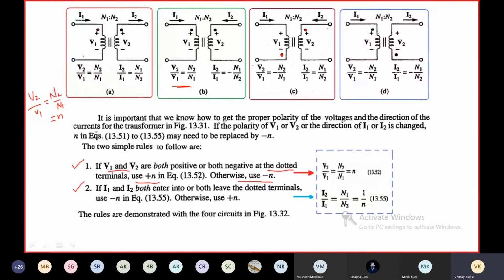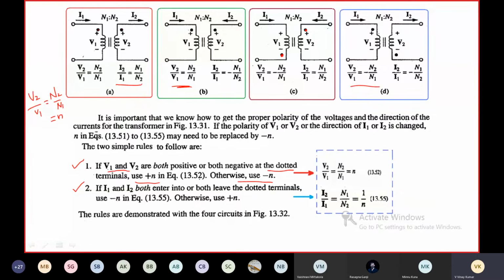Coming to the last case, here V1 is positive at the dotted terminal and V2 is negative at the dotted terminal. Both voltages are not positive, and not negative, at the dotted terminal, so we have to use minus n only. So V2 by V1 is equal to minus N2 by N1.